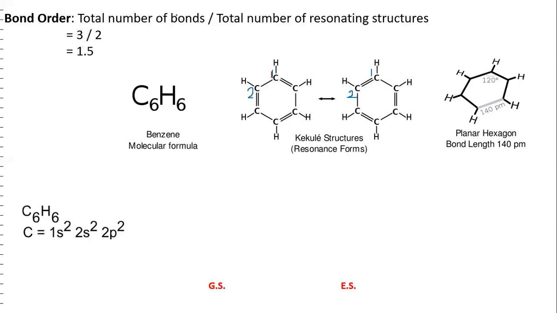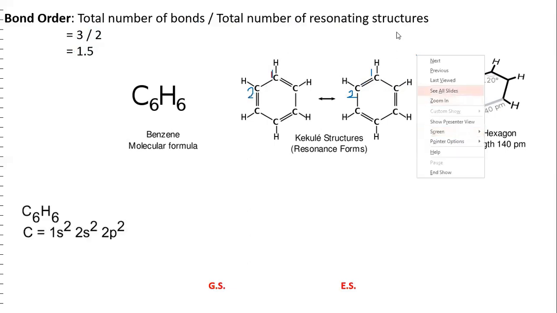divided by the total number of resonating structures. So how many resonating structures are possible for benzene? They are 2. So 3 divided by 2 is 1.5. What does this bond order indicate now?